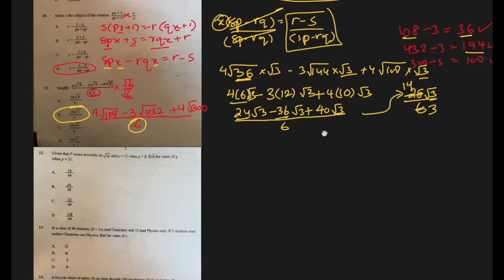Okay. Given, question number 12, that P varies inversely as square root 2Q, and P equal to 12 when Q is 8. Find the value of Q. Alright. So first we have to convert this to an equation. So it will become k over square root 2q. And we have to find the value of k with the help of this information given.